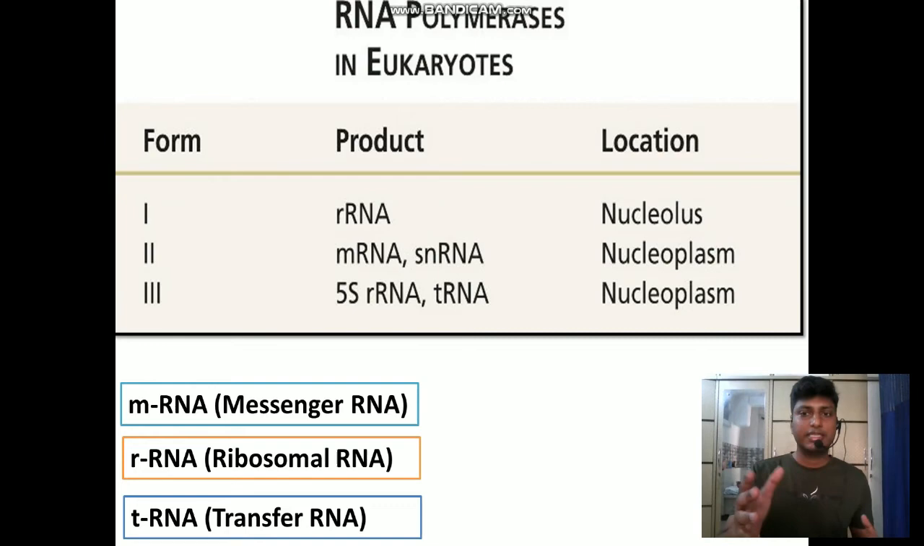So for example, as you can see, for the formation of rRNA, that is ribosomal RNA, there is an enzyme called RNA polymerase 1. For the formation of mRNA and snRNA, now here what is snRNA? snRNA is small nuclear RNA. Both these RNAs are formed in eukaryotes by the enzyme RNA polymerase 2. And for the formation of 5S rRNA again and tRNA, which is transfer RNA, which enzyme is helping? It is RNA polymerase 3. So you need to know that there are three different RNA polymerases for the formation of three different types of RNA in case of eukaryotes.